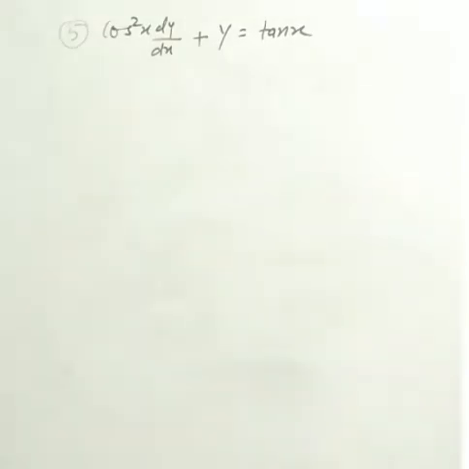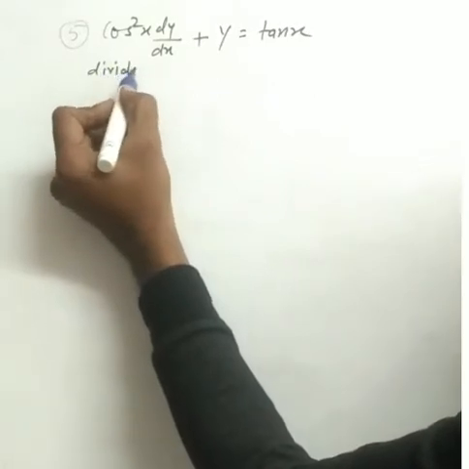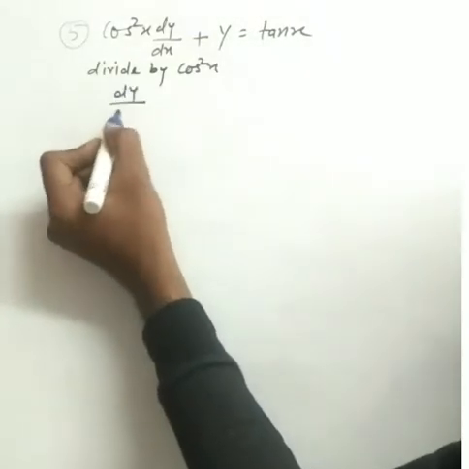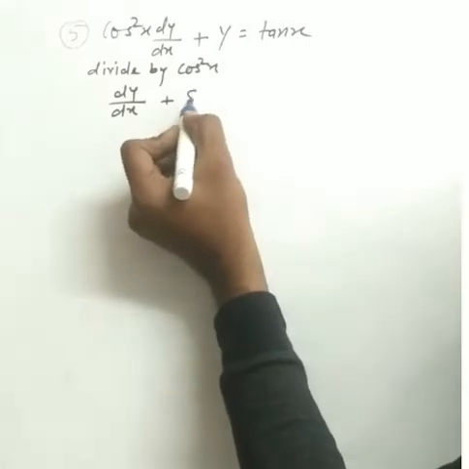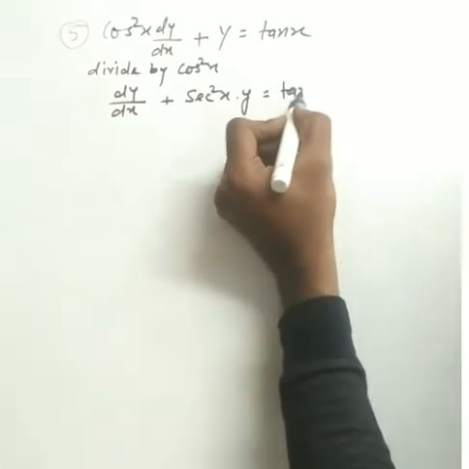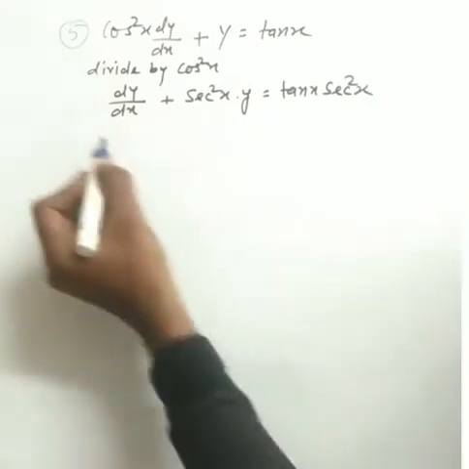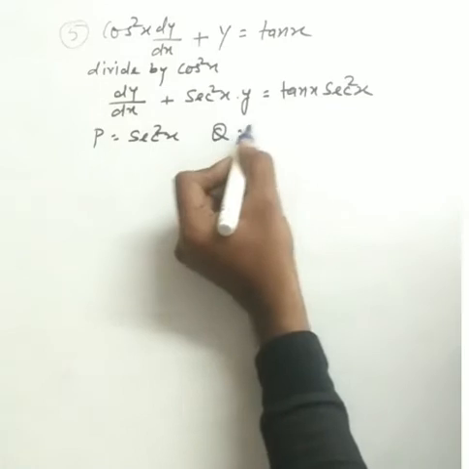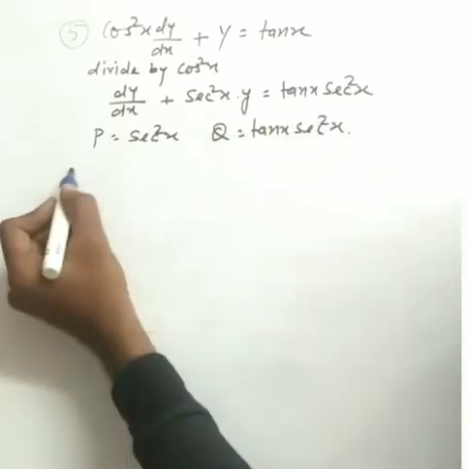Here we have to solve this differential equation. First we divide by cos square x: dy/dx plus 1 upon cos square x times y. Here tan x, and 1 upon cos square x is sec square x. Now P equals sec square x, Q equals tan x sec square x.